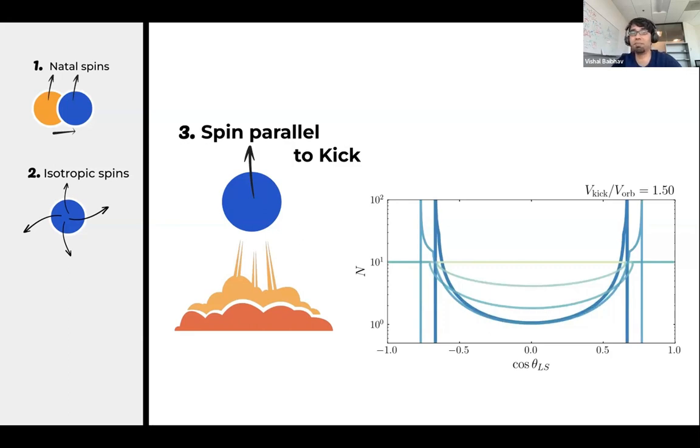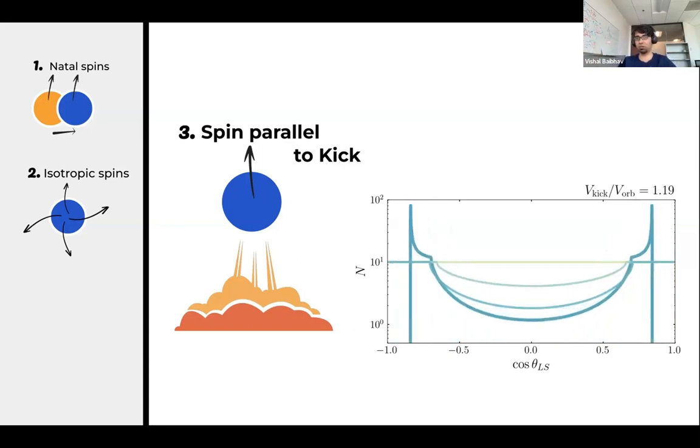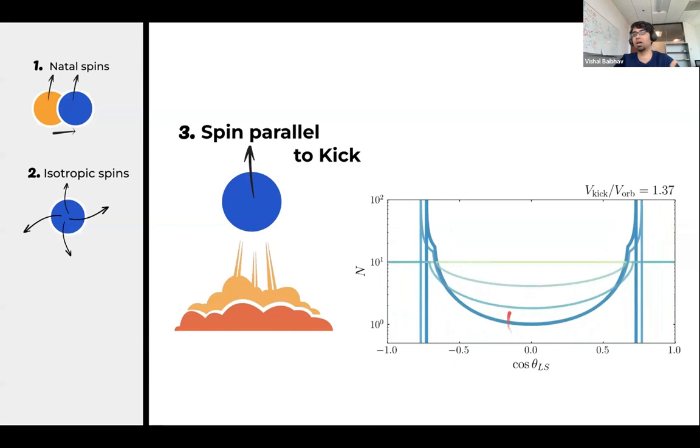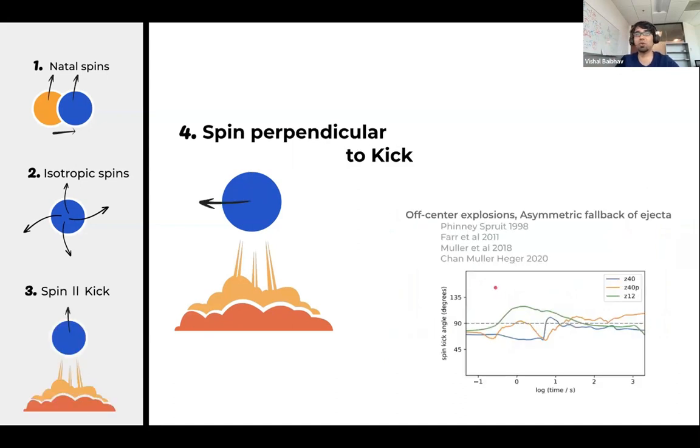This time we do not prefer aligned and anti-aligned binaries. And again, as you start increasing the kick further, you start seeing these very interesting features. So I discussed four different possibilities, but what LIGO or any other detector is going to see is going to depend on a lot of other factors.